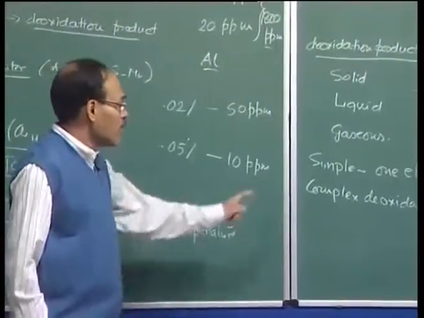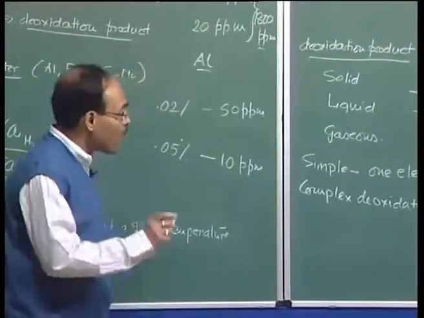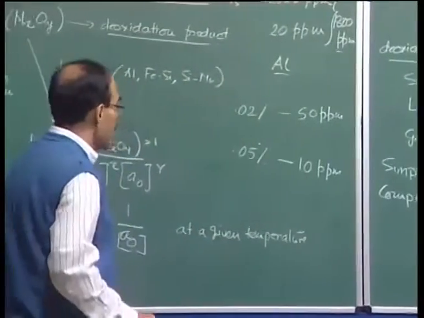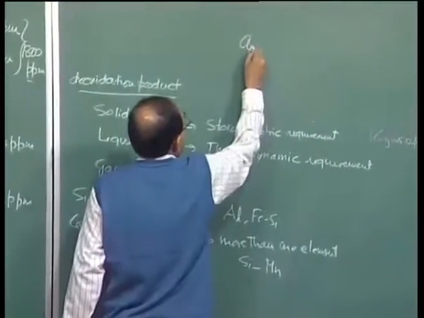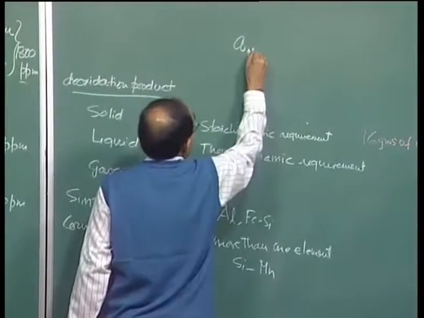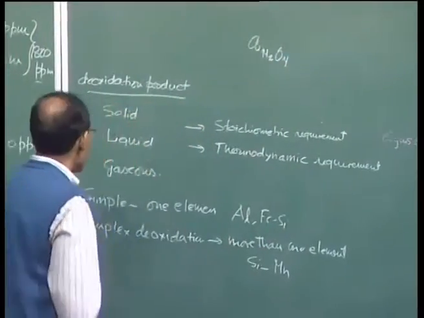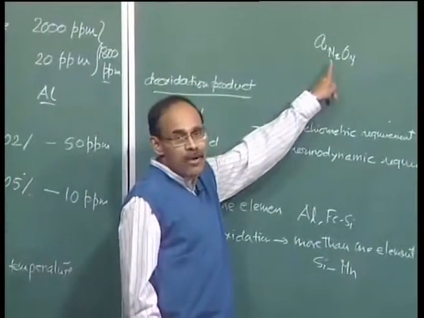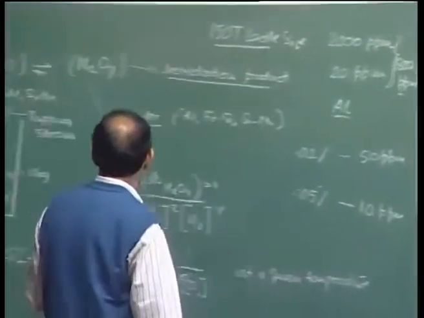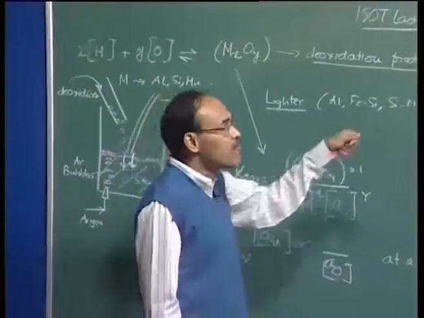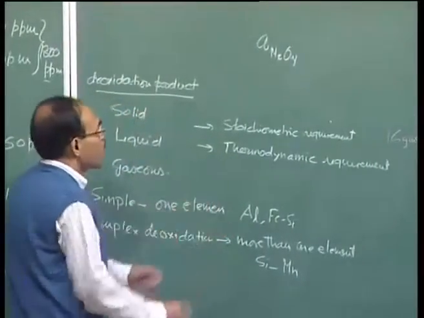Typically, the efficiency of complex deoxidation is far more than simple deoxidation. And why it is so, you should be able to understand. For example, if you look at the product of deoxidation, as I mentioned to you, smaller the activity of this product of deoxidation, better will be the possibility of the deoxidizer reaction to go from left to right. So, metal will combine more efficiently with the oxygen itself.